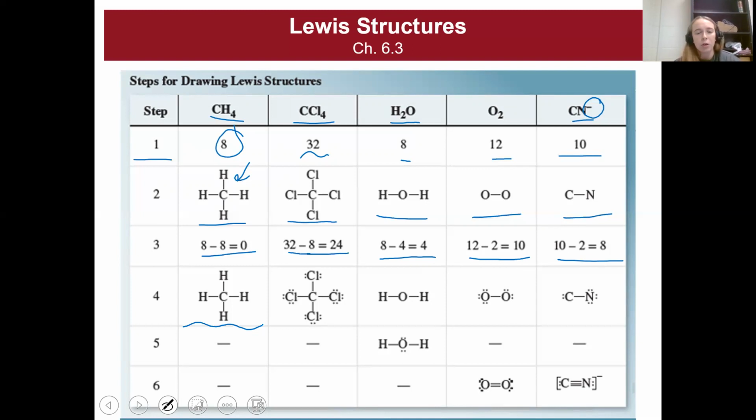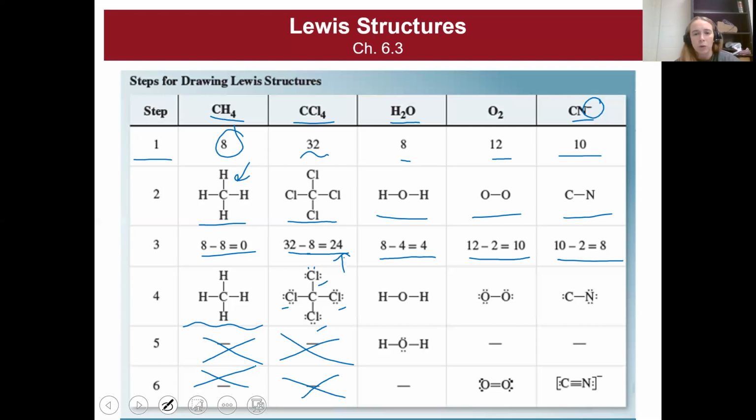Next, we put our electrons on those terminal atoms, give them their lone pairs, and see what we have left. So this got cut off a little bit, but there are 2 electrons on there. So there are 3 lone pairs around each chlorine atom. So 3 lone pairs times 4 chlorine atoms is 12 lone pairs. So we've got 12 lone pairs, which is our remaining 24 electrons. So that's why there's nothing here for steps 5 or 6. We're done with this one as well. So carbon tetrachloride has 4 bonds, and each chlorine atom has 3 lone pairs.